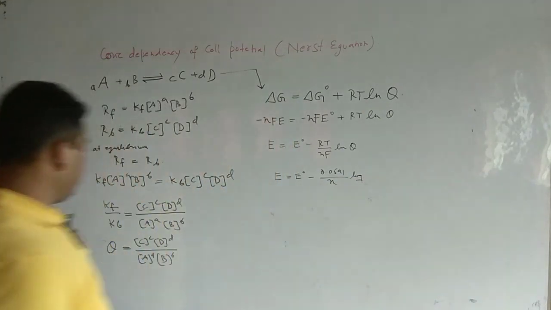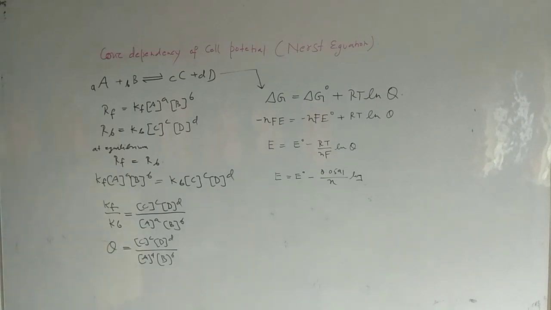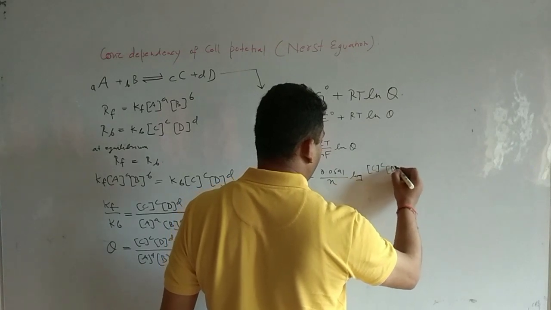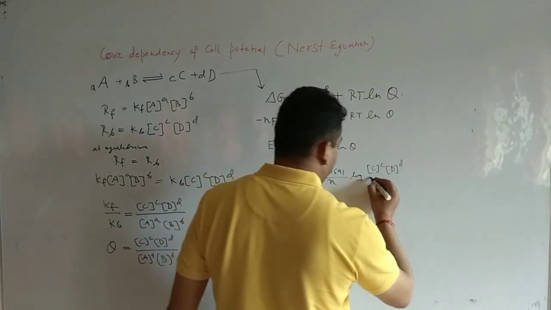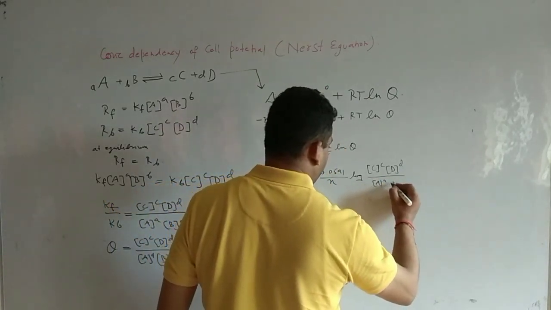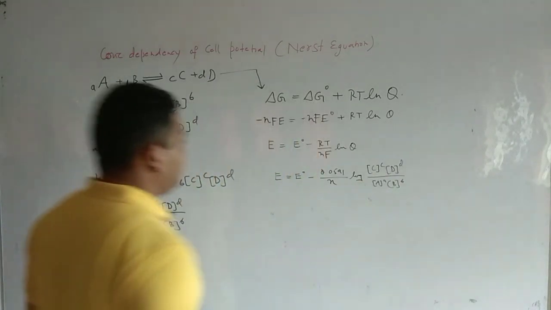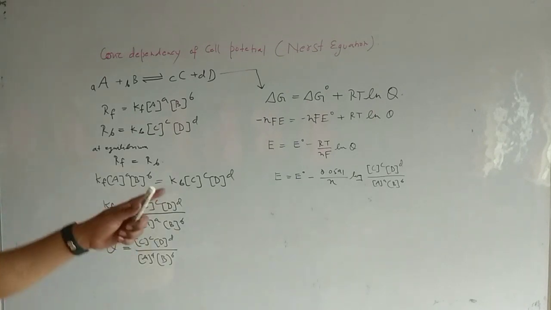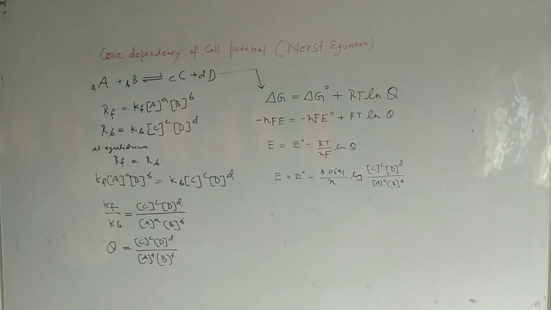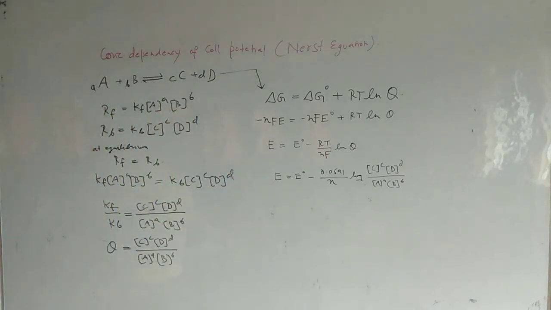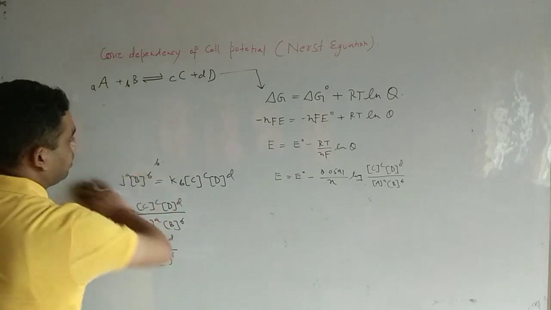log of Q. What is Q here? You see, Q is this particular one: concentration of C to the power of C, concentration of D to the power of D, divided by concentration of A to the power of A, concentration of B to the power of B. In this way you can write your Nernst equation for that particular reaction. Now if you want to write this Nernst equation for a particular type of reaction, it's very easy for you to write.